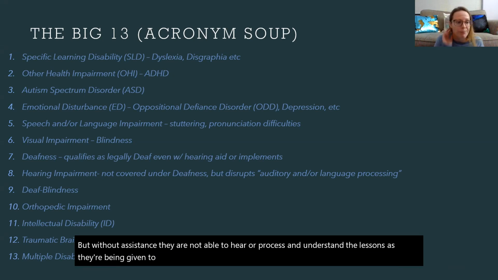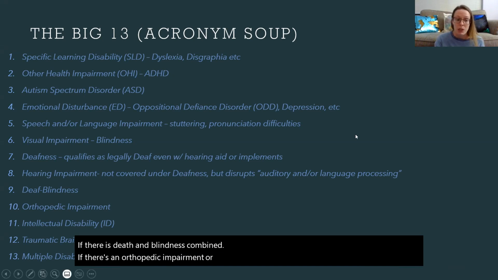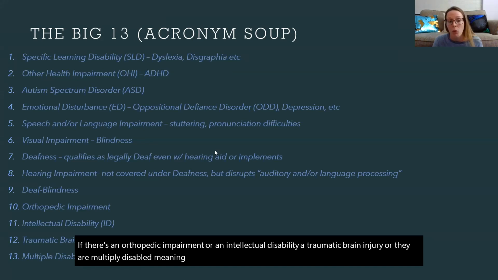them. If there is deaf and blindness combined, if there's an orthopedic impairment or an intellectual disability, a traumatic brain injury, or they are multiply disabled, meaning they have one or more of these present.